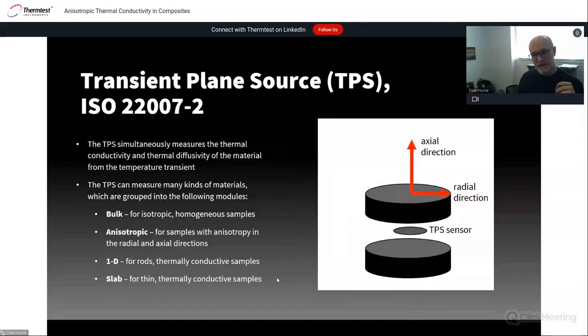So it generates power and time automatically as part of that intelligent algorithm. So measuring anisotropy with the transient plane source as is described, and some other particular unique capabilities, the sensor is typically sandwiched two-sided. So there's a material, sensor, material.